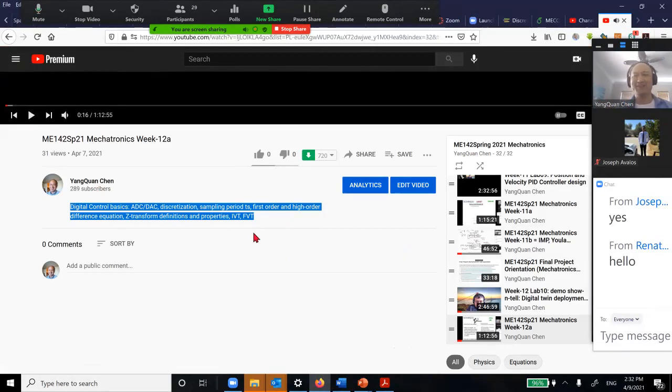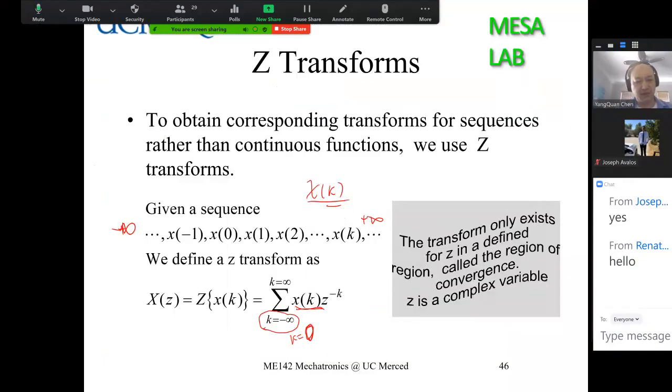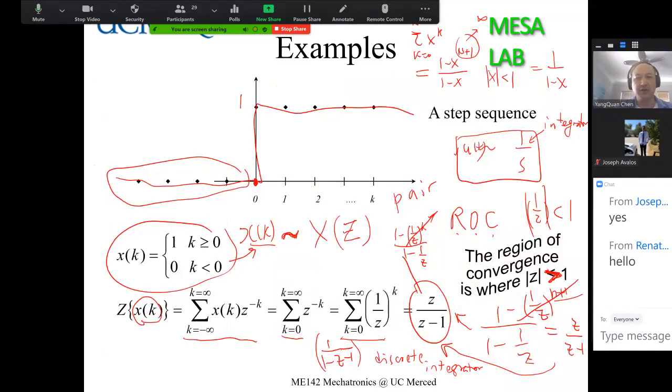Okay. So we talked about digital control basics, ADC, DAC, discretization, sampling period Ts, first order, high order difference equations, Z transform, properties, initial value theorem, final value theorem, and so on and so forth. Today, we are going to start from the Z transform and quickly go through that. After that, we stopped last time at discrete convolution.